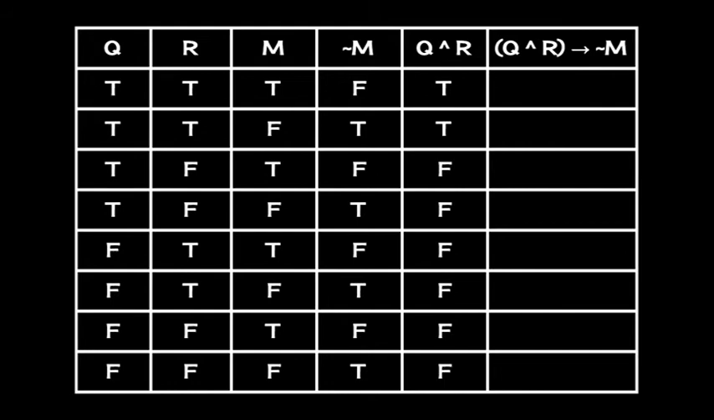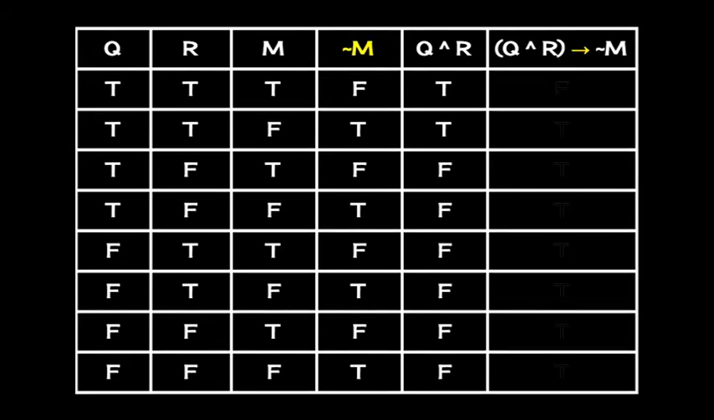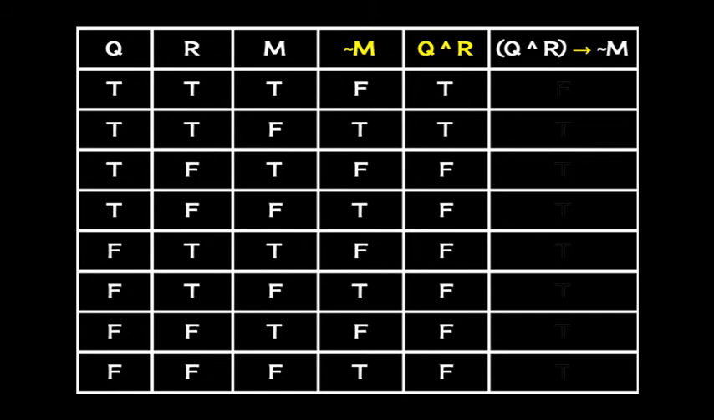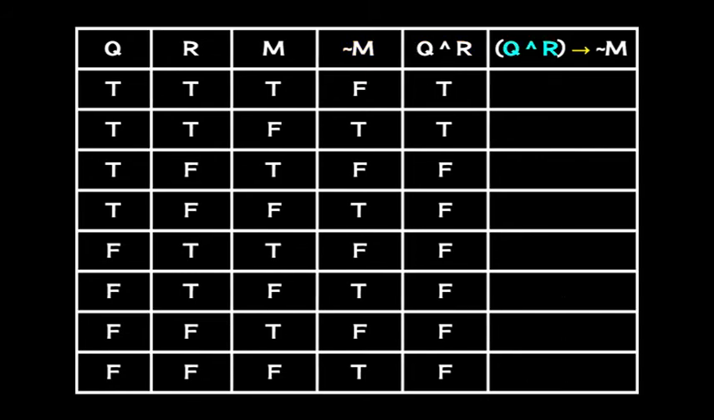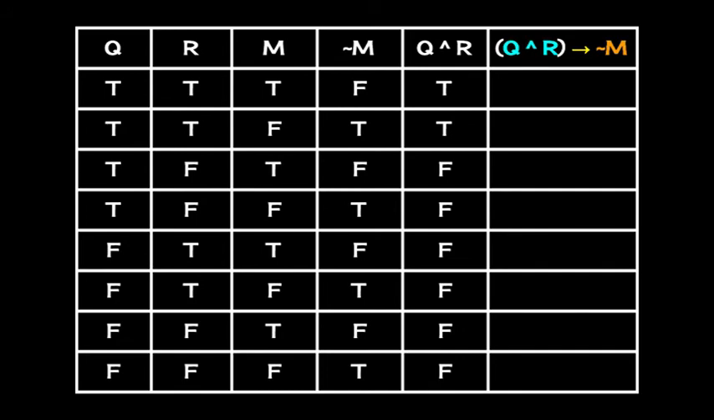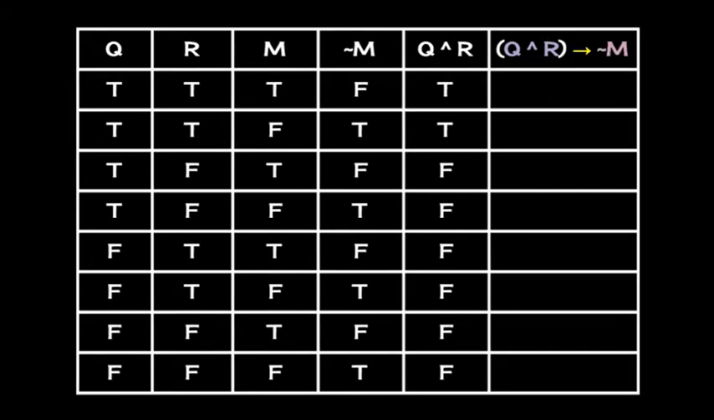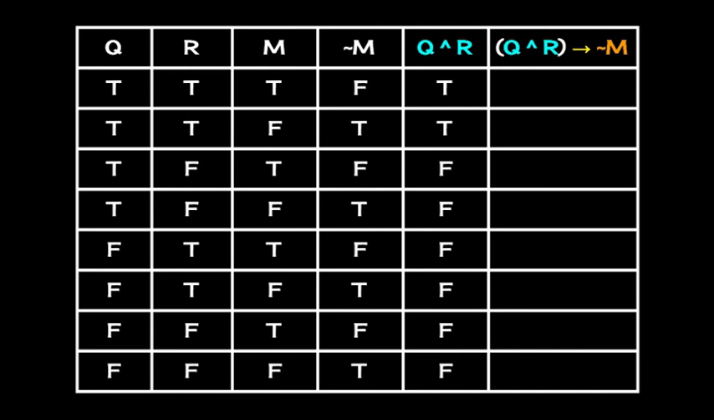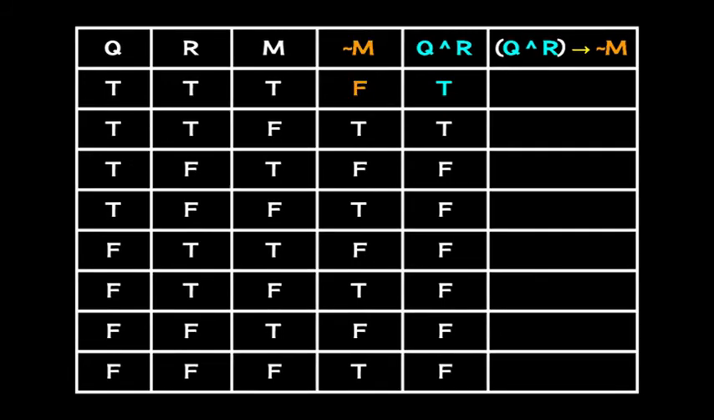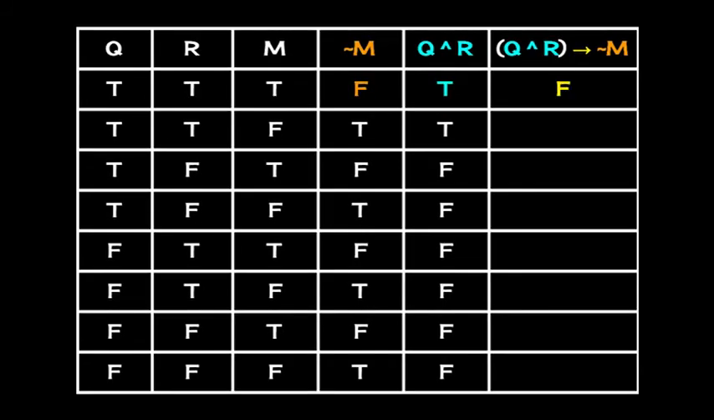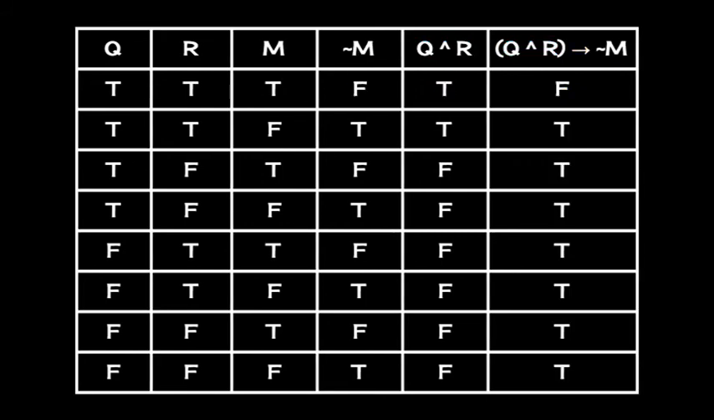We're going to look at the columns negative M and Q and R. And the rule for conditional is when the antecedent is true, but the consequent is false, the conditional is false. Usually, the antecedent is the column that is before the consequent, but in this case, it's not. It's in a different order. Our antecedent is Q and R, not negative M. Negative M is our consequent. So we're going to look for when Q and R is true and negative M is false. Every other row is going to be true. So that's one way to make this table.